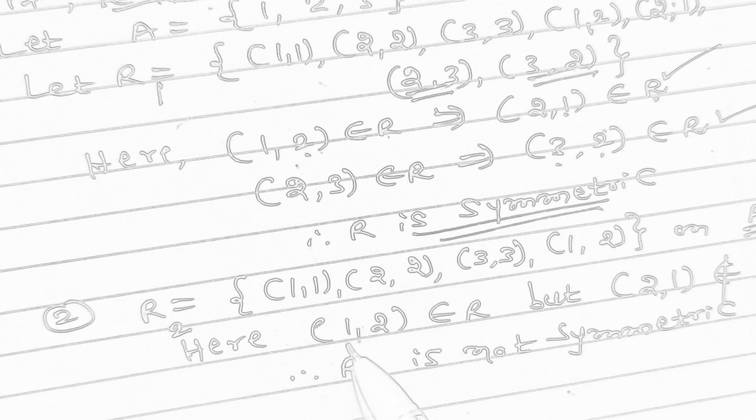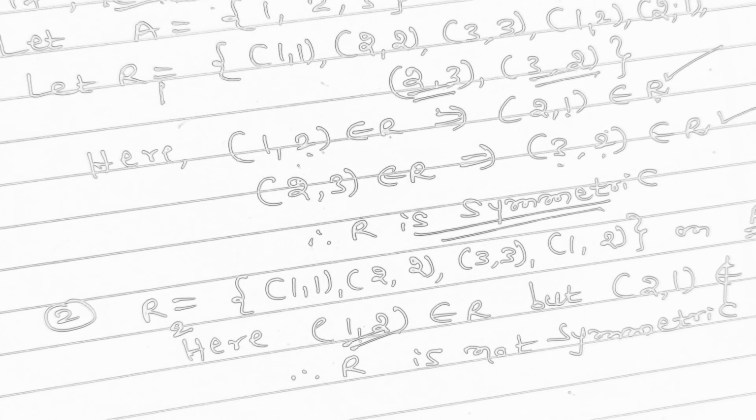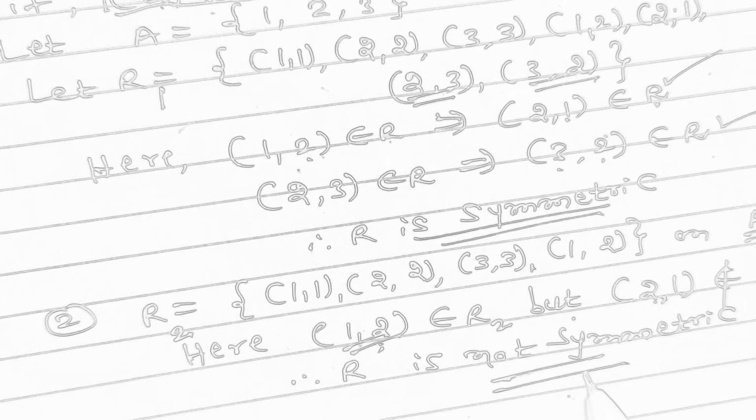So here we observe this 1 comma 2 is present here, so we should be having 2 comma 1, but it is not present here. 2 comma 1 does not belong to R, so it violates the definition. So it is not symmetric.